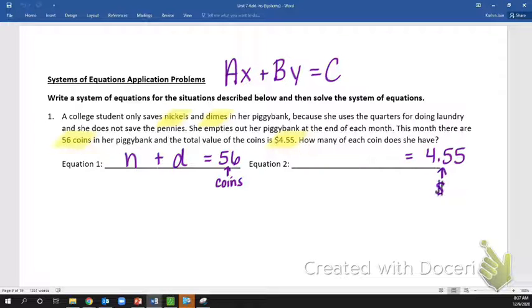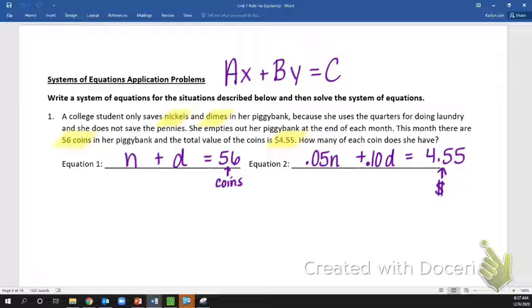$4.55, that was money. So everything having to do with money is going to go in this second problem. Now, nowhere else in this word problem did they give us money, but we have to read between the lines. We have to use our prior knowledge to figure out what goes in for money. Now, we know that a nickel is worth 5 cents. So we're going to say 5 cents for the nickels, plus a dime is worth 10 cents. So 10 cents for the dimes.